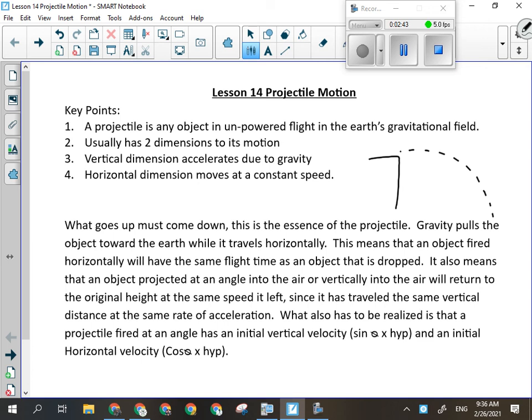No matter how fast you throw something, or for some reason ran off of this, it doesn't matter how fast you're going, that horizontal part is not going to change. There's nothing to speed you up or slow you down horizontally. But gravity is going to speed you up vertically the entire time until you hit the bottom. Everybody follow me on that?